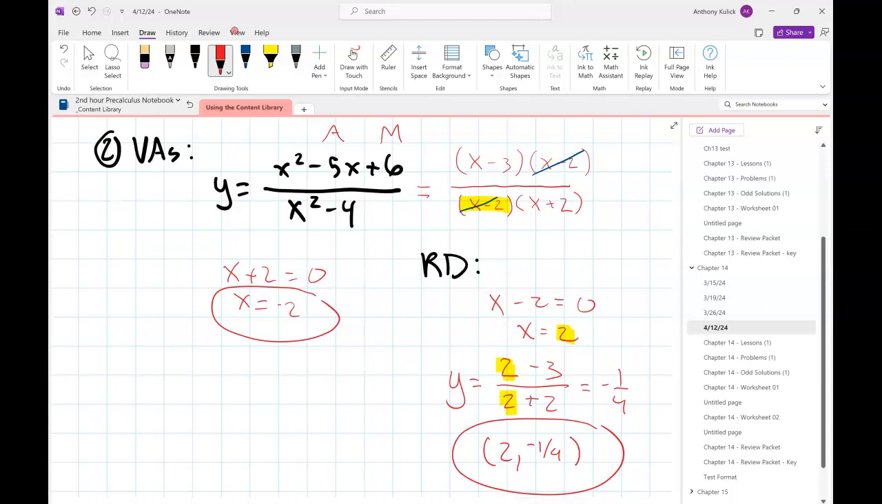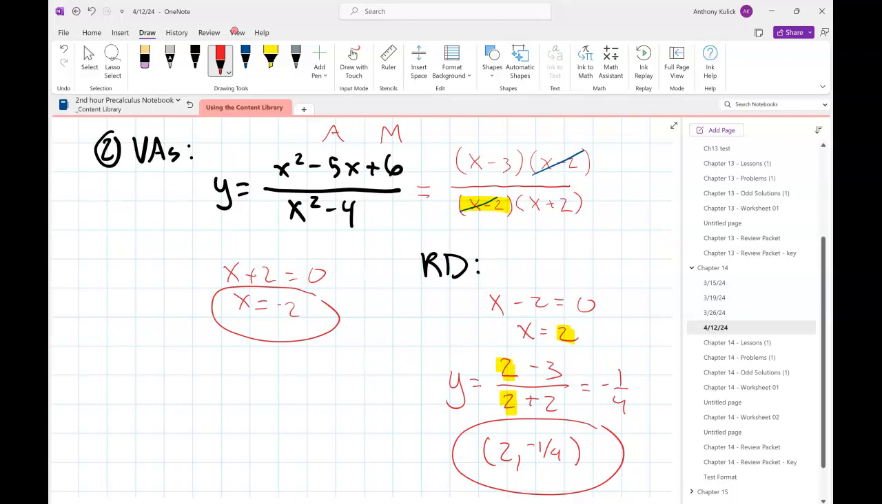So just to make sure, for the removable discontinuity, the RD, you do x minus 2. I take the factors that are completely reduced from the denominator and set them equal to 0. If there's 5 of them, I would have 5 things. Now, you wouldn't see that on a test. That's way too much. But anything that's completely reduced from the denominator, we set equal to 0.